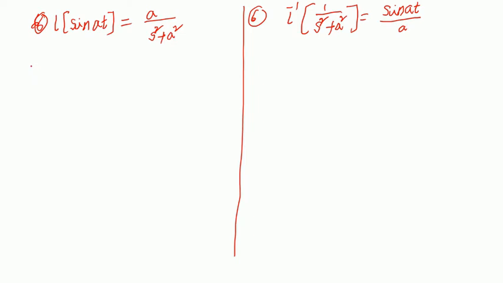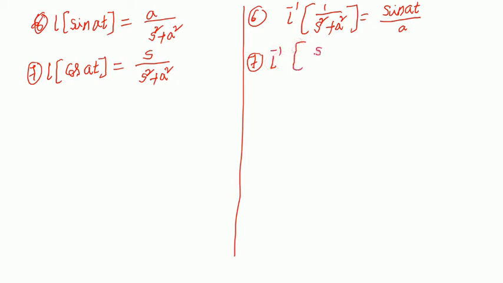Now the seventh one is L of cos AT. What is the value of L of cos AT? S by S square plus A square. So from this, bring L to this side, then you can get the inverse Laplace transform of the standard function. L inverse of S by S square plus A square is equal to cos AT.